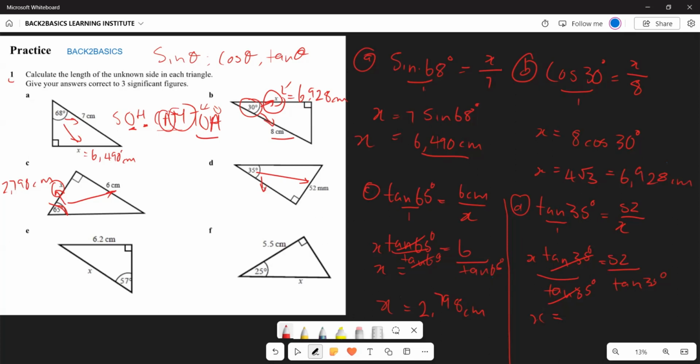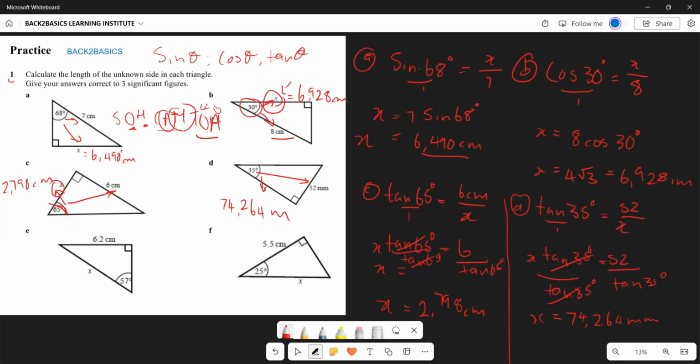And tan of 35 degrees, what you are getting as your value of x here, it is going to be 74.264 millimeters, right? So this is going to be same as 74.264 millimeters as your unknown side.